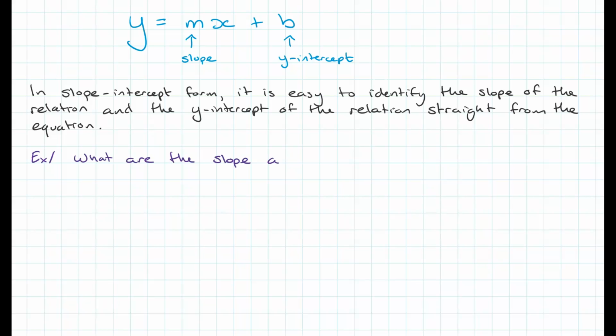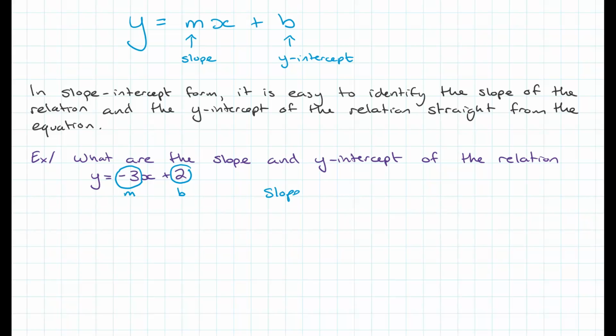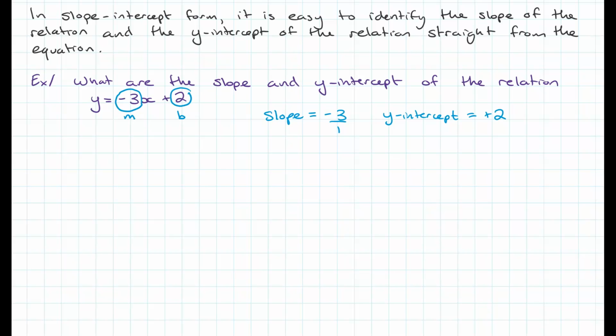So, for example, what are the slope and y-intercept of the relation y equals negative 3x plus 2? Well, here, the thing in front of the x is the slope, and the thing that's not in front of the x is the y-intercept. So the slope is negative 3, and I'm going to write it as negative 3 over 1 for myself, rise over run. And the y-intercept is positive 2. Positives and negatives make a big difference here.